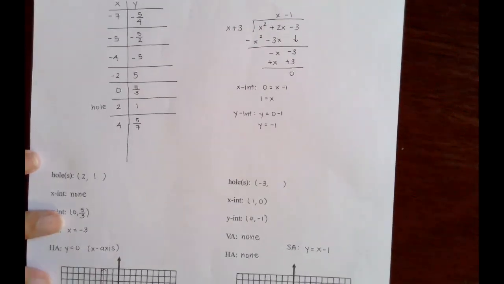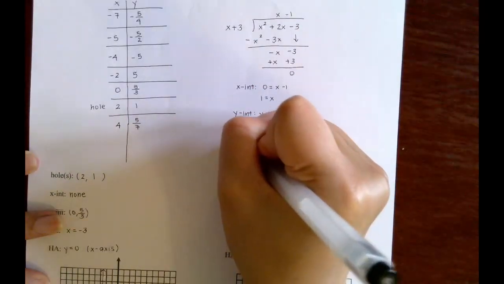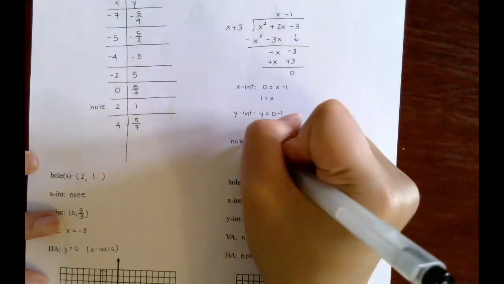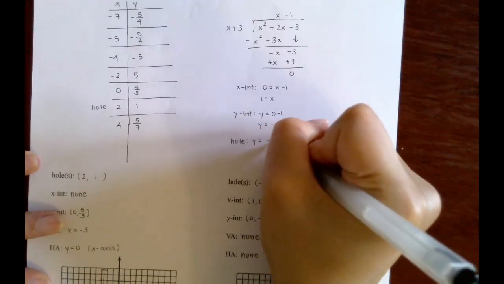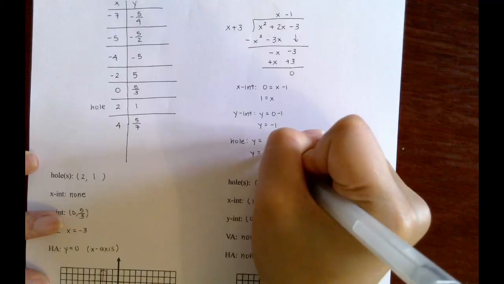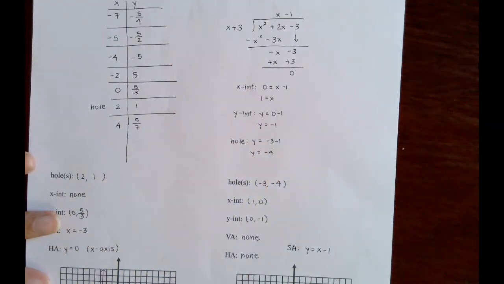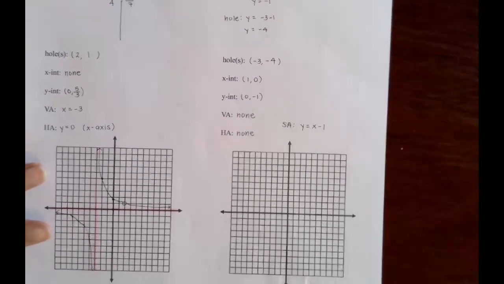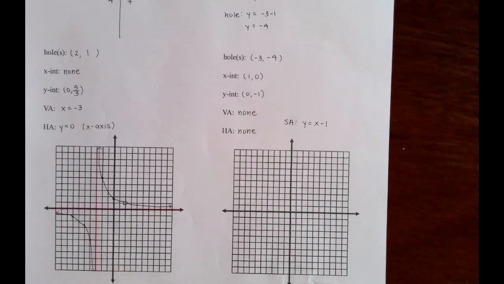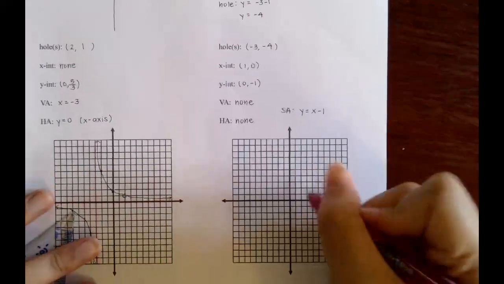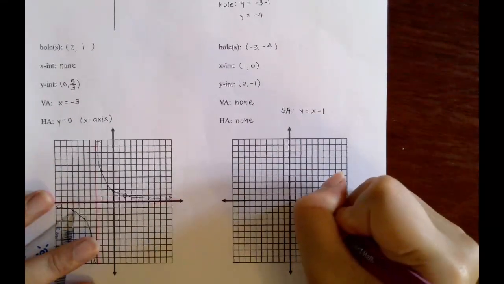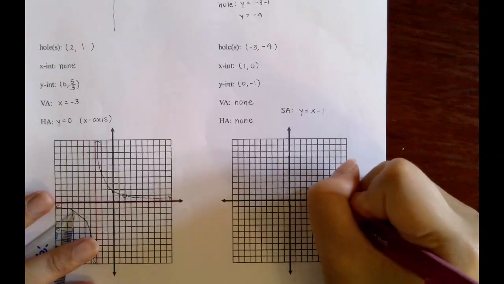Okay. And then I should probably figure out where my hole is. So y equals -3 minus 1, so y equals -4. So my hole is at (-3, -4). Okay. So this time I'm going to start by graphing my slant asymptote because I don't have any others. So y-intercept at -1. Slope is 1, so up 1, right 1.